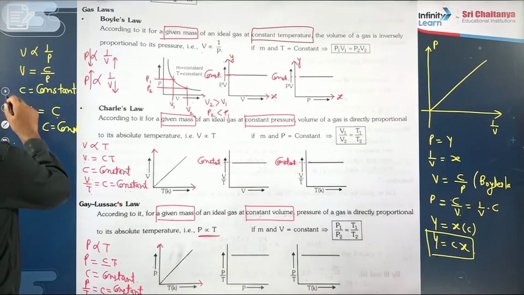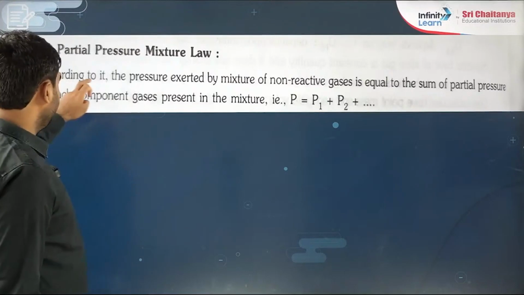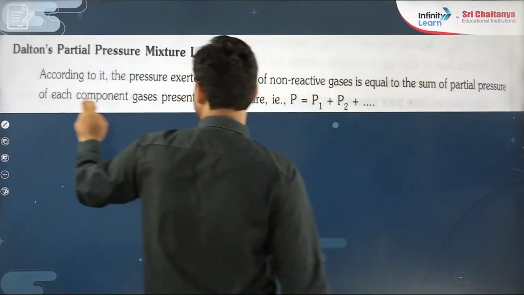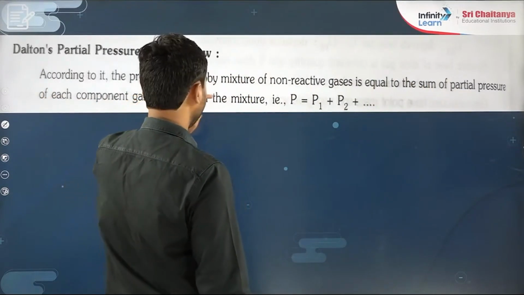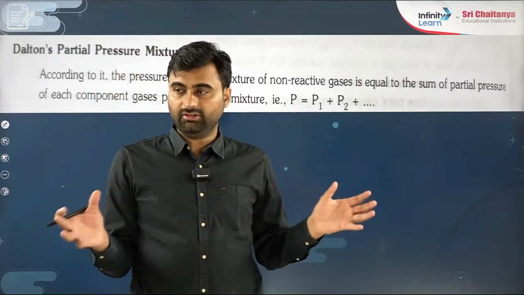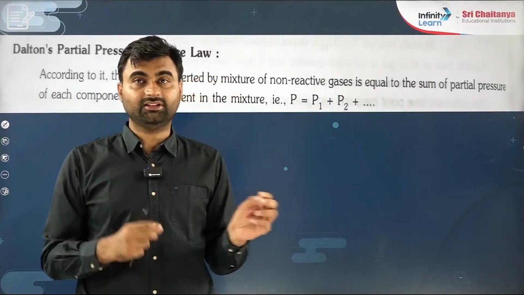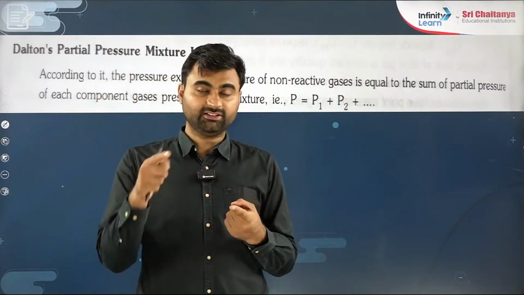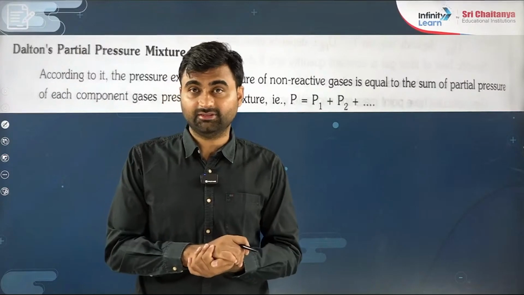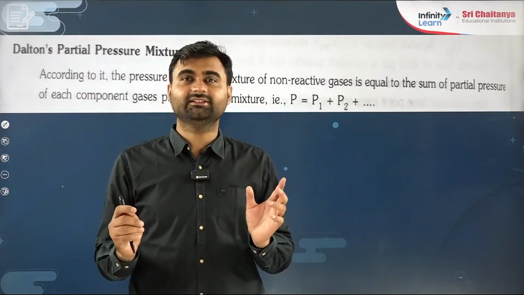Dalton's law, partial pressure. So what is it? According to it, the pressure exerted by a mixture of non-reactive gases is equal to the sum of the partial pressures of each component gas present in the mixture. Suppose a mixture is there, in which 2-3 gases are present. Suppose this room is closed, and in this room we filled 2 gases, one is oxygen and another is nitrogen. Oxygen gas will apply pressure here, yes, each gas applies pressure. Nitrogen gas also applies pressure. Then the total pressure will be the pressure due to nitrogen gas plus the pressure due to oxygen gas. So this is Dalton's law.